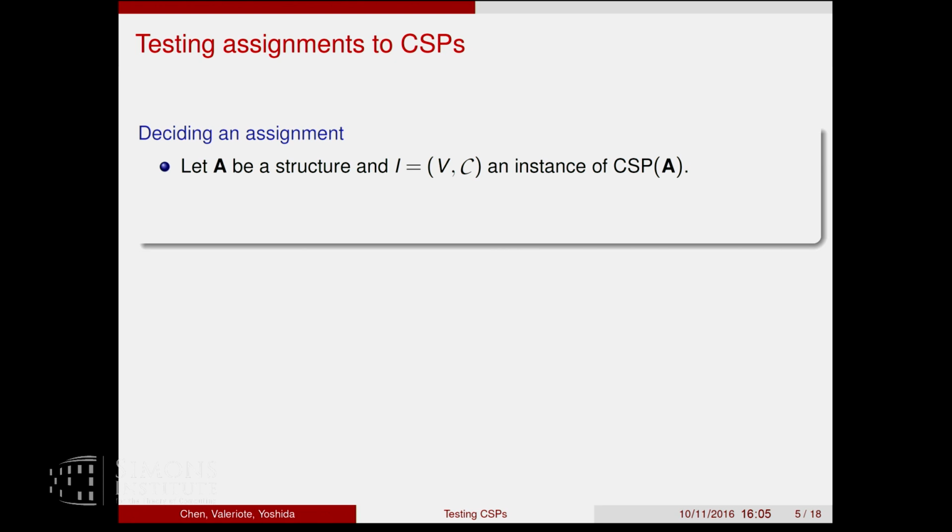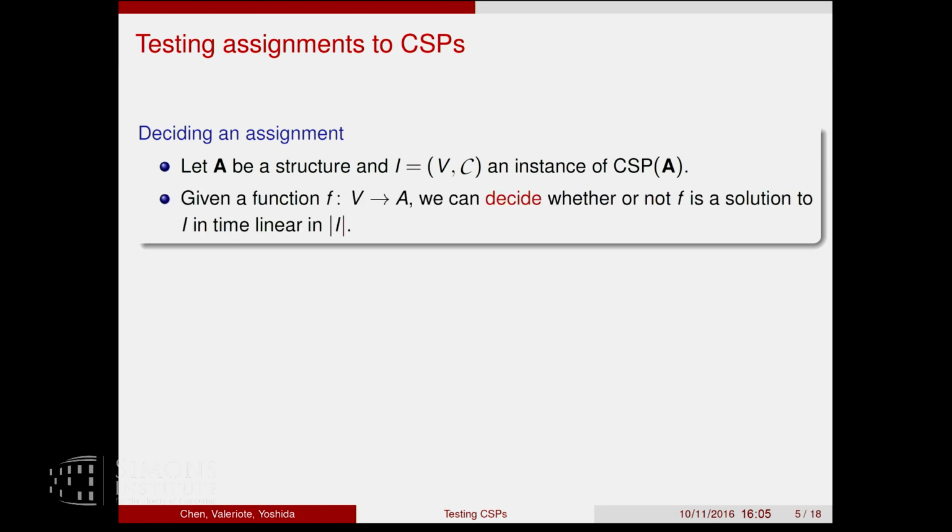So here's the setup. We've got a template A, and we've got an instance of CSP over this template. And I want to know whether a given function, an assignment, is a solution or not. How hard is that to decide? Well, it's not so hard, right? This problem is in NP, so there is a fast way to certify that a given function is a solution. And in fact, depending on the computational model, you could even argue it's a linear time problem.